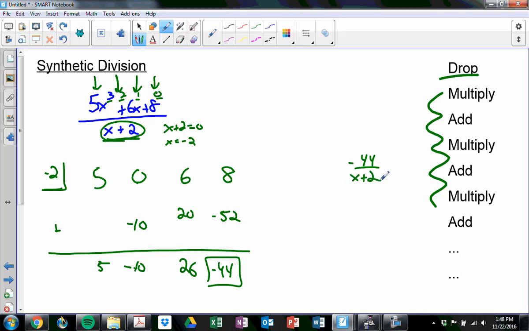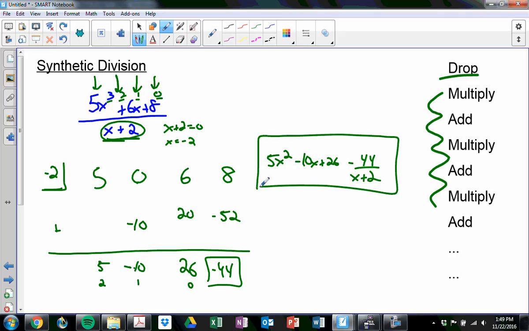And everything else counts up by powers. This is x to the 0, x to the first, x to the second. So it's going to be 5x squared minus 10x plus 26 minus 44 over x plus 2. This whole thing here is the quotient, the result I get after the division. What you can also remember is whatever this power here was in the original, this power down here drops by 1.